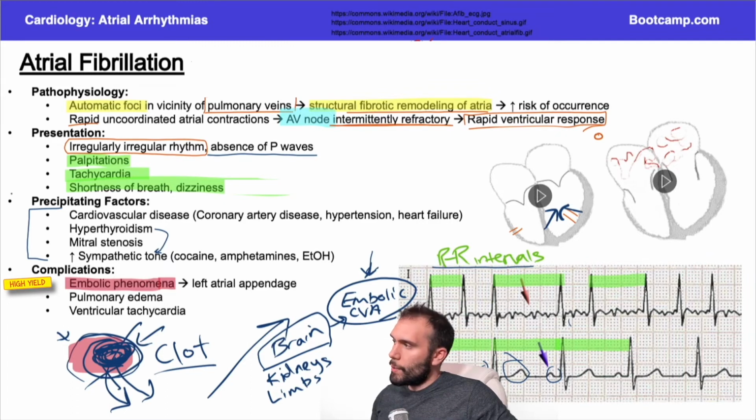This is the classic way they ask the question, but they can ask it about the kidneys. You can have renal infarctions, you can have acute limb infarctions, right? You can even have splenic infarctions, you can have intestinal infarctions, right? Those are all very classic. So just keep that in mind.